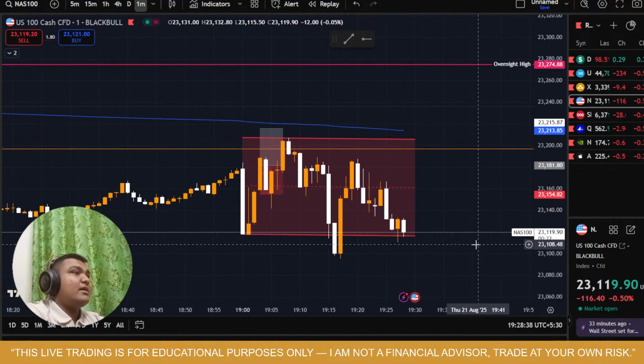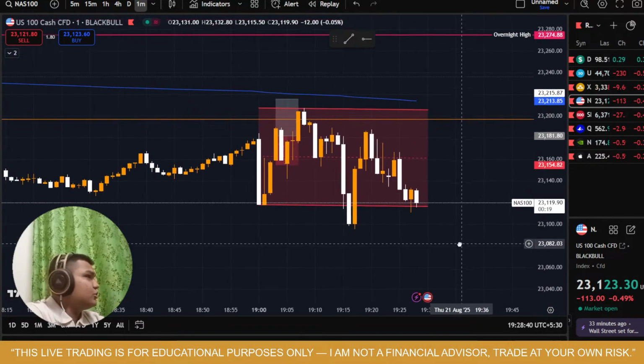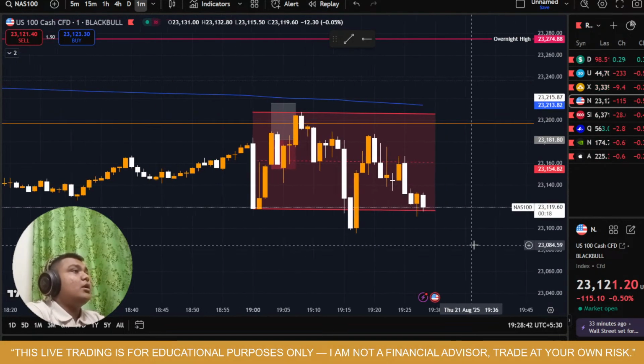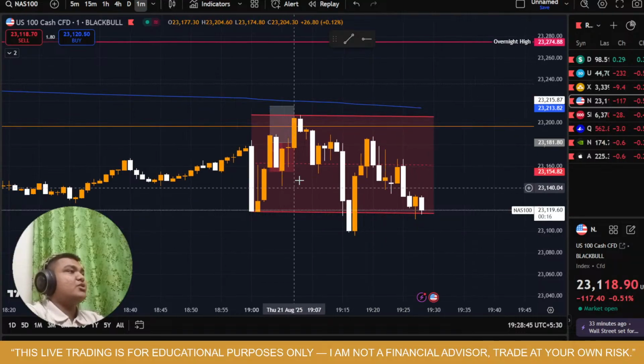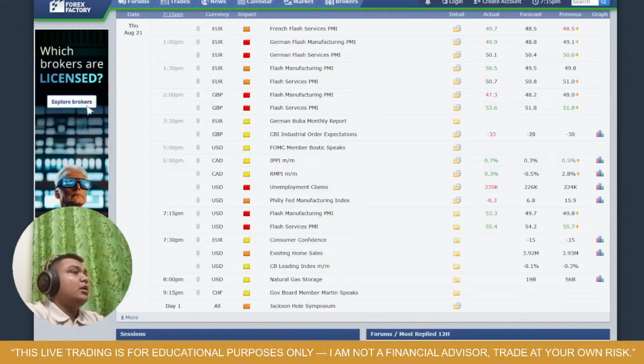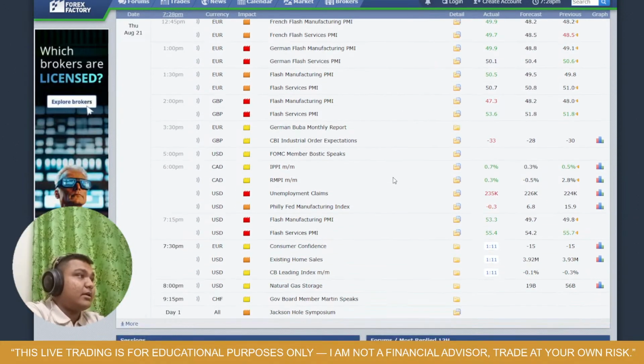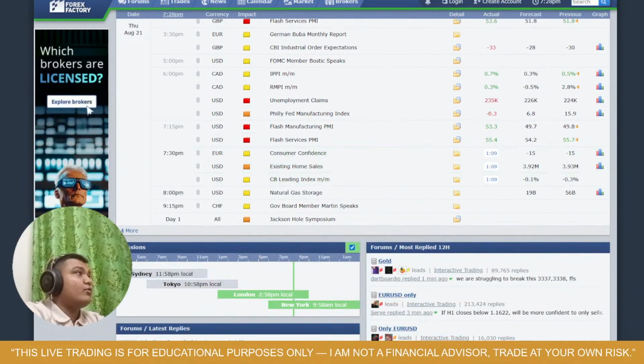NASDAQ is sitting at the 50-minute range low, no clean breakout on any side. Just chop. If you want to see any kind of news events, you can go to Forex Factory. You can check which kind of US economic data we have.